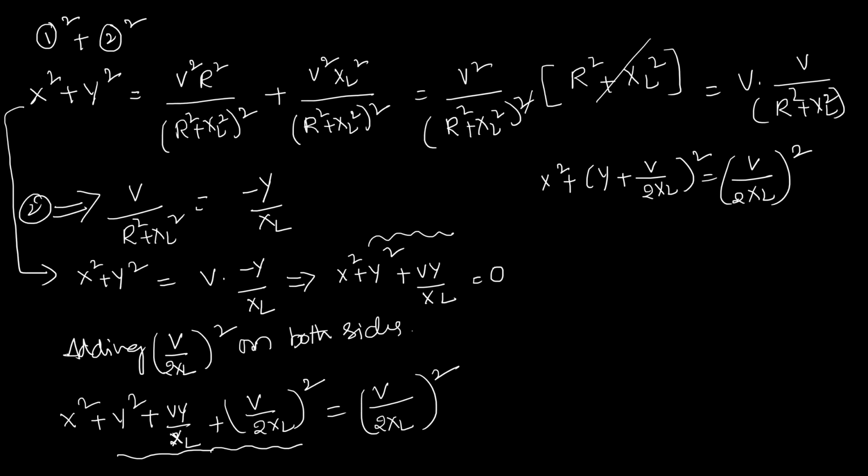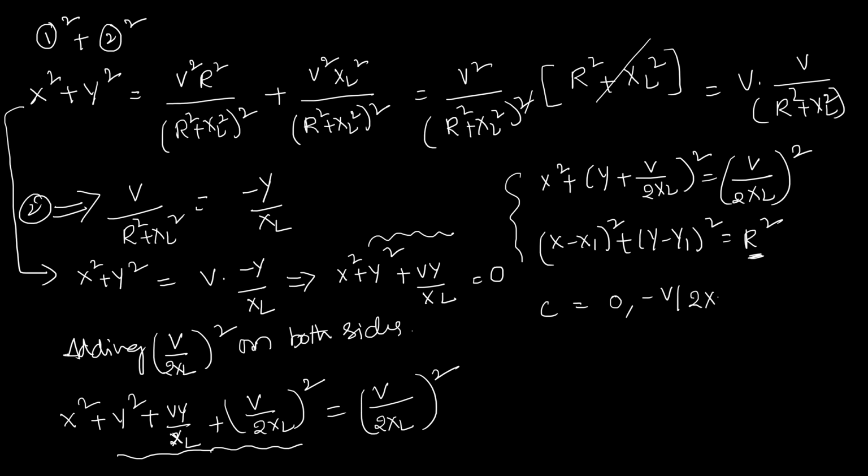Now this equation can be compared with the equation of a circle. What is the equation of the circle? x minus x1 whole square plus y minus y1 whole square equal to r square, where r is the radius of the circle. If you compare these two equations, what is the center? The center will be x1 comma y1, right? What is x1? 0. What is y1? Minus v by 2xl. So this is the center. The radius will be v by 2xl.